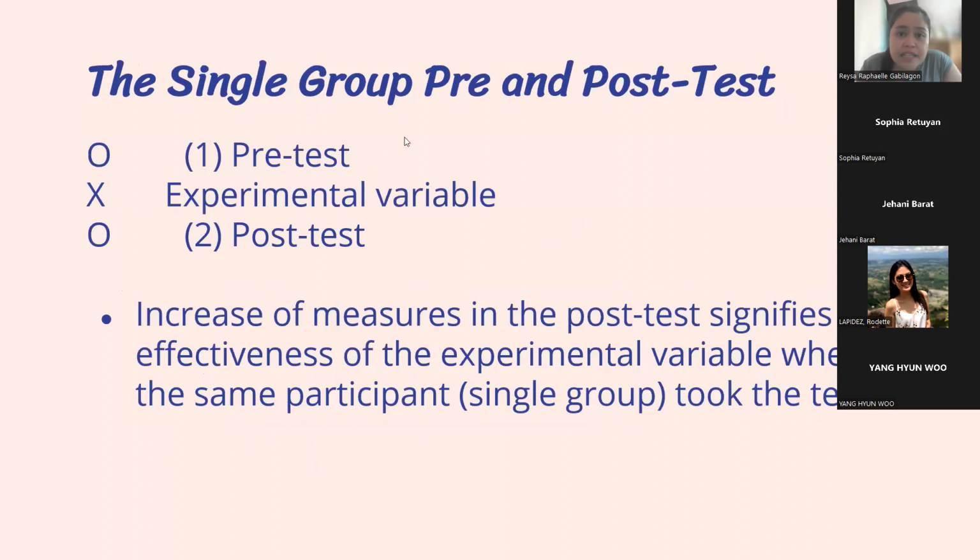The second one is the single group pre and post-test. So ganito yung magiging design niya. You will conduct first a pre-test for your single group. Isang group lang talaga, walang control. Diretso na experimental group. So after that, you will give the treatment or the experimental variable. Pag bigay mo ng treatment, you will conduct a post-test. Again, that is called single group pre and post-test.